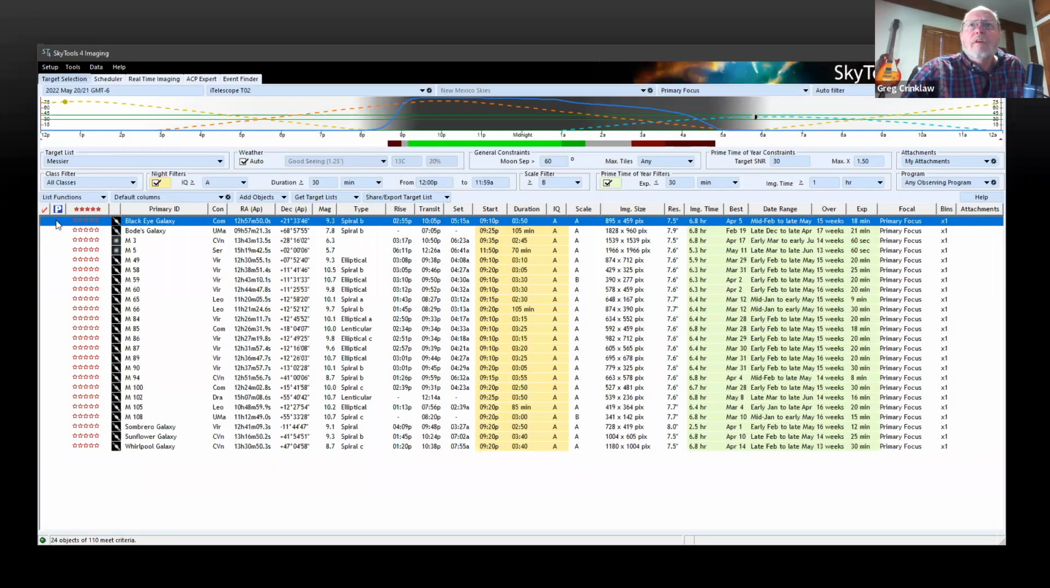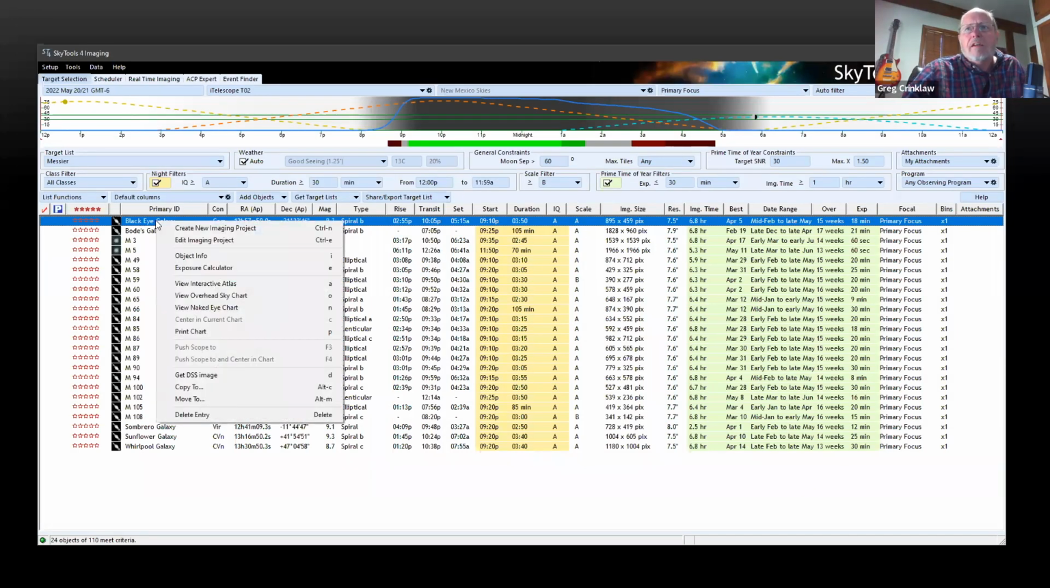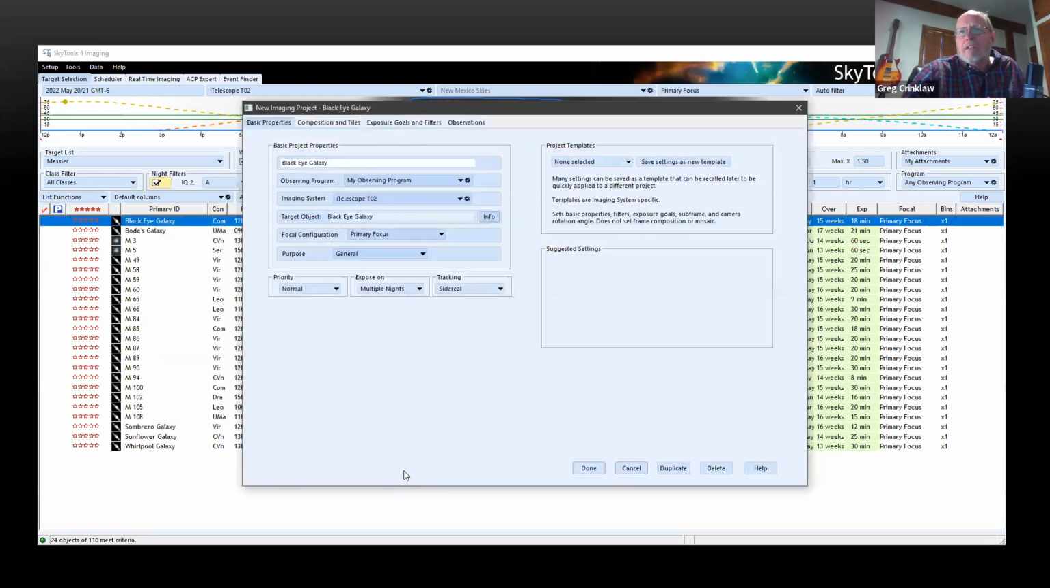So I'm going to go ahead and create an imaging project for it. I'm going to right click on it, and then choose create new imaging project for the Black Eye Galaxy. Most of this stuff stays the same from one time to the next.